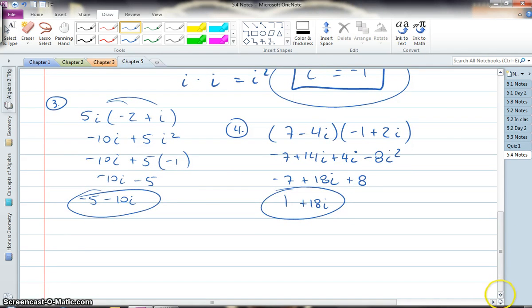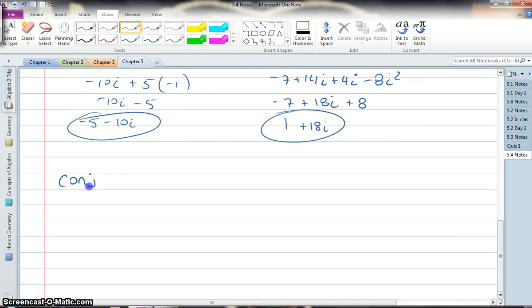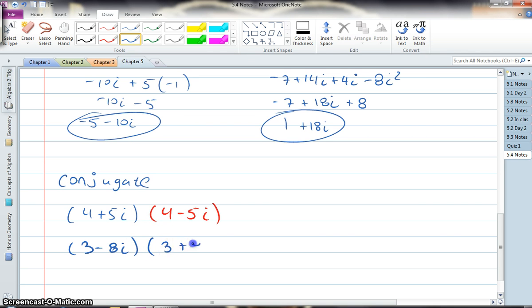Now, I need to introduce one more concept to you guys, and that's called the conjugate. So let's say we're starting with this. Now, when you conjugate verbs in English, what does that mean? Well, I don't really know what it means either. Maybe you guys can teach me tomorrow. But in math, when you conjugate something, you take 4 plus 5i, so the conjugate would be 4 minus 5i. All we did was change the sign, but what about this one? 3 minus 8i. The conjugate of 3 minus 8i would be 3 plus 8i.